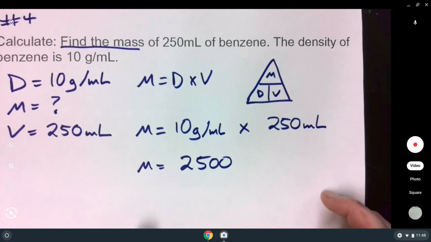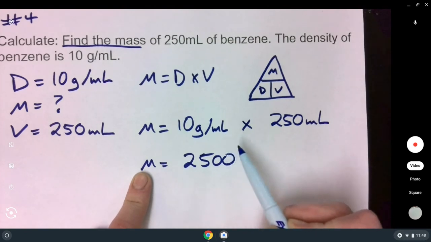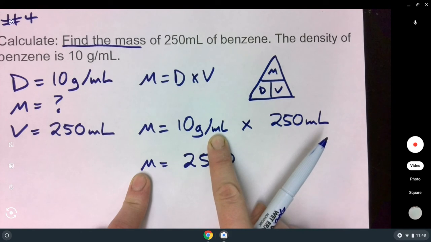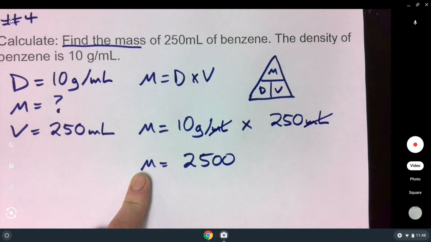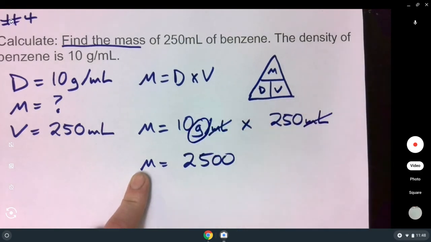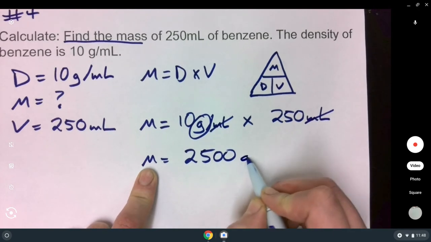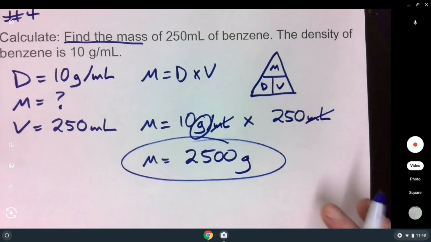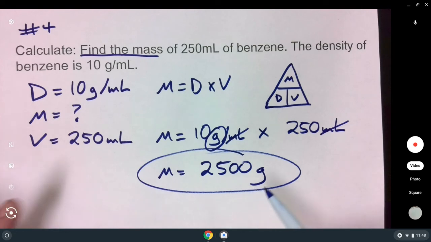Well, this time we have a mass, and the only unit we ever use for mass is grams. Another way to think about it is we've got milliliter on the bottom of a fraction, and milliliter on the top of a fraction. They cancel out. That's a little bit complicated, but anyway, we've got grams up here, and we are finding a mass, so our unit is grams. That's the best way to think about it, I think, is just what unit are we finding? We're finding mass. Our mass is always in grams. Okay, one more.